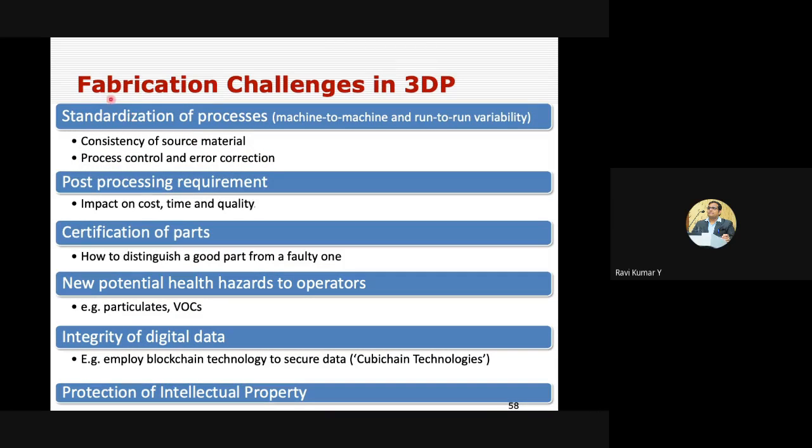Let me summarize the fabrication challenges. As I said, standardization of the process is not happening so far. There is a huge inconsistency from machine to machine and run to run, for several reasons we discussed in the previous slide. We badly need some kind of standardization of the process. And post processing requirements, as we know, consume a lot of cost, time, manpower, and things like that.